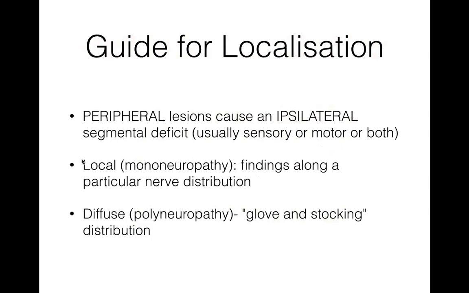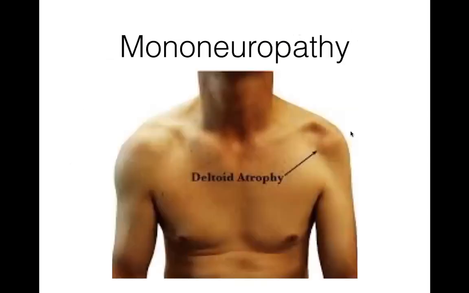If a single nerve is affected, the manifestation is local. So the findings are along a particular nerve distribution. If the lesion is said to be diffuse or polyneuropathy, it would have a glove and stocking distribution. This is an example of a mononeuropathy. The axillary nerve is the one that is affected by a lesion, and the axillary nerve innervates the deltoid muscle. So what we would find would be atrophy of the deltoid muscle.